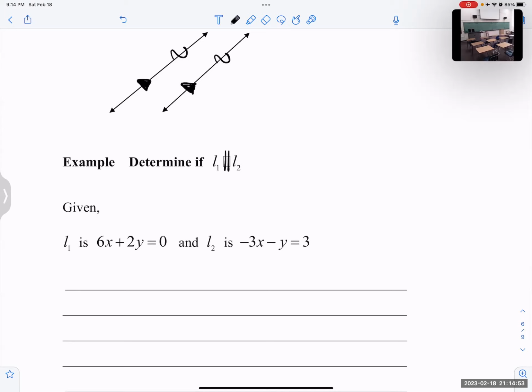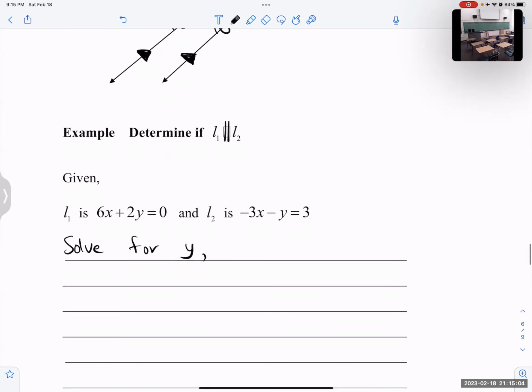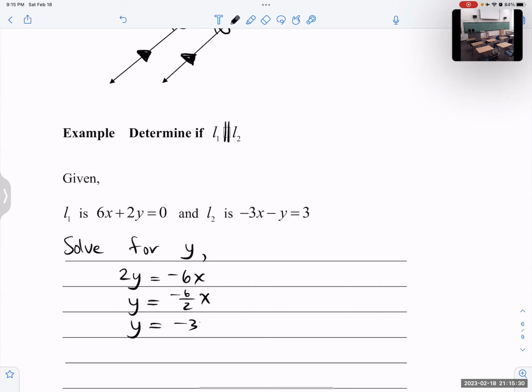So line 1, solving for y, we have 2y is equal to negative 6x plus 0, which we can ignore. And if we divide by 2, we have slope of negative 3. y equals negative 3x.